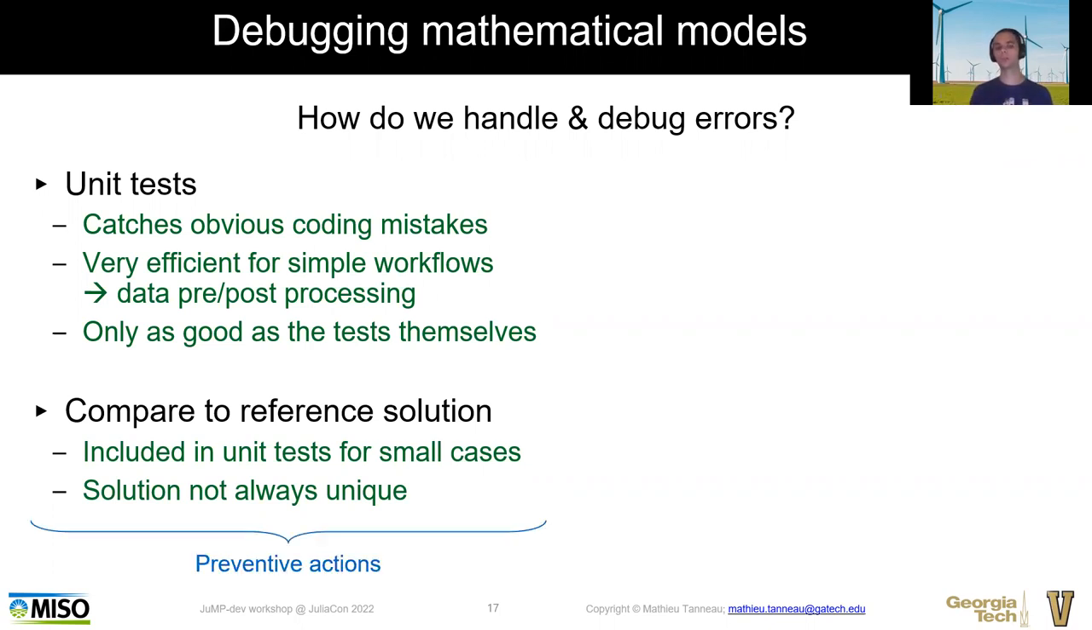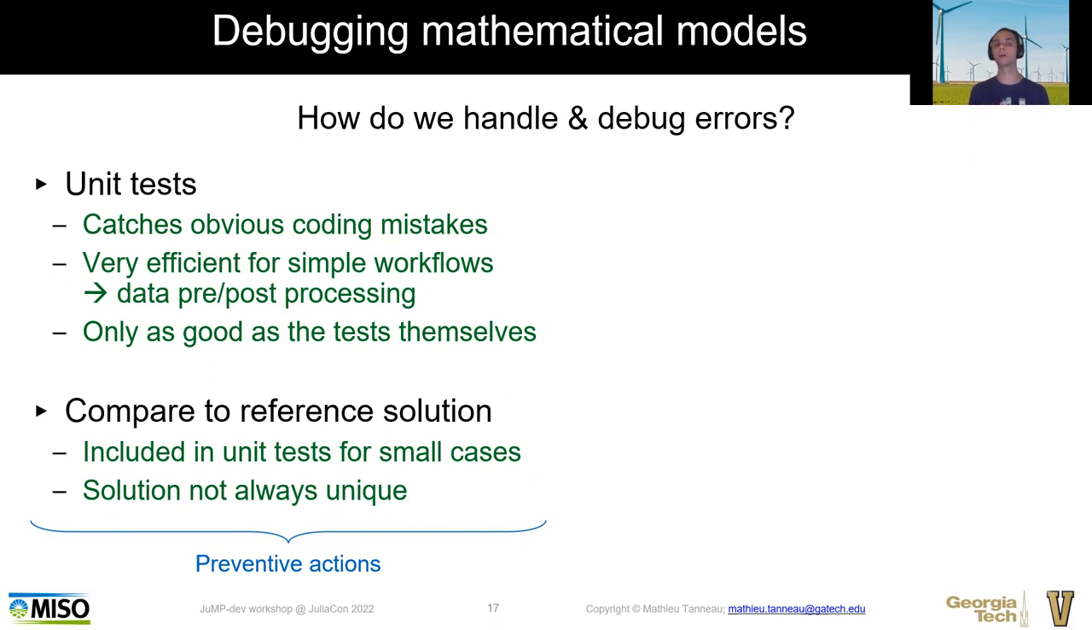So these are what I would say are preventive actions. You put them in your code base in order to detect mistakes as early as possible. Now, of course, you're only going to catch what you're testing for. So this is something that is very efficient when you have a simple workflow, something like data processing. It is very useful if you have small test cases that you can run systematically and fast. And so this is something that you want to have in your code base, but it's not going to catch everything.